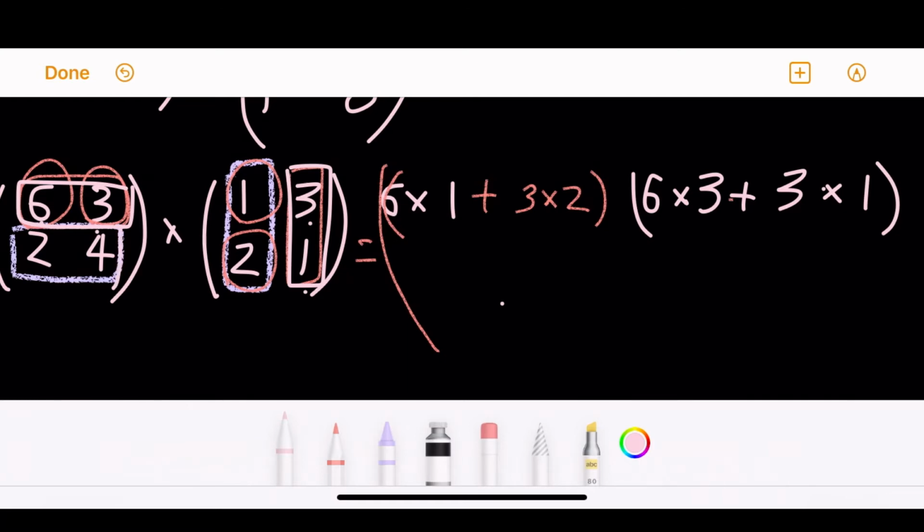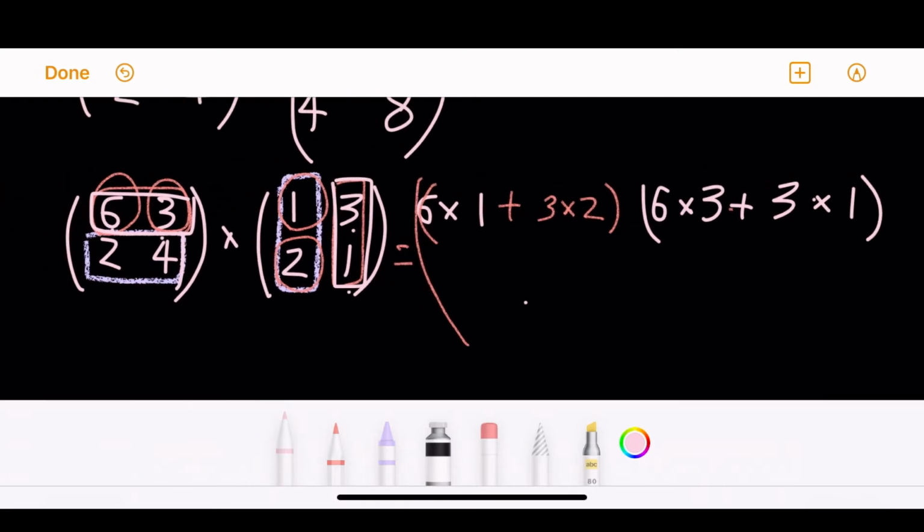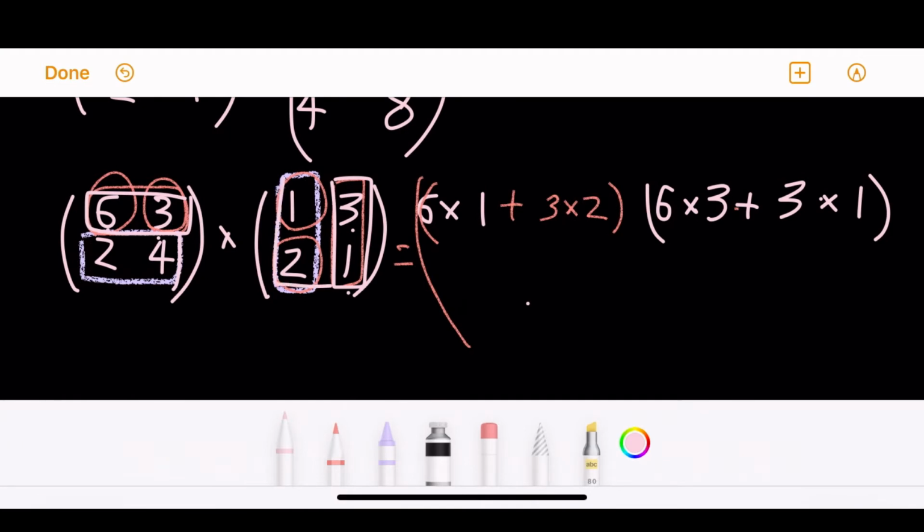And then what we put here is this bottom row by this column here. So it's 2 with 1, 2 times 1, and then plus 4 times 3. Sorry, 4 times 2.